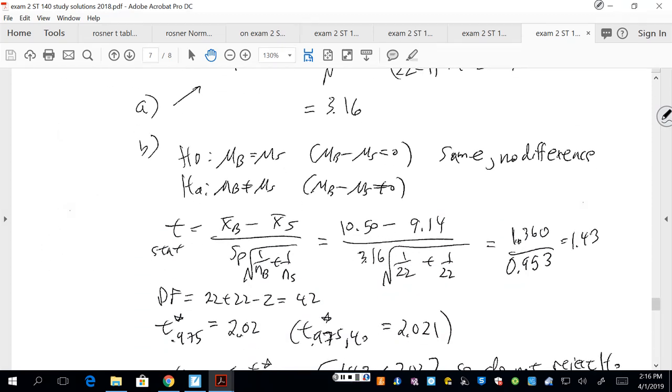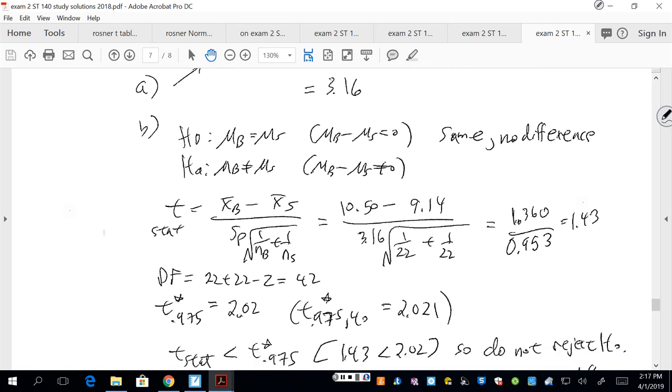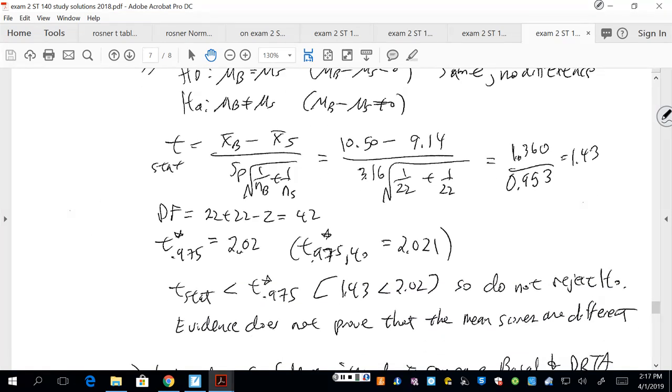I use B and S for Basel and Strat. You can use 1 or 2, you can make it specific, whatever's convenient. You could write these equal averages, same averages, no difference. Different averages, you can write it in words. Here's the statistic. We get a value of 1.43. Degrees of freedom would be 42.